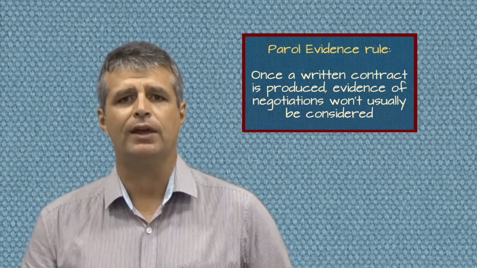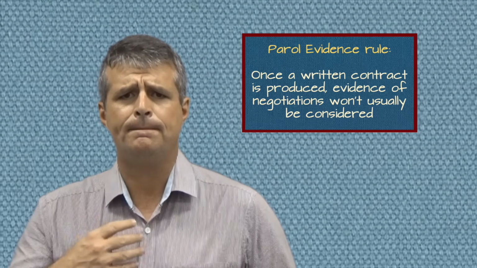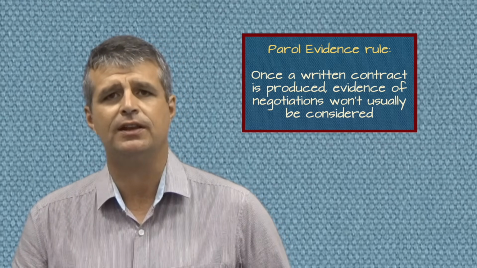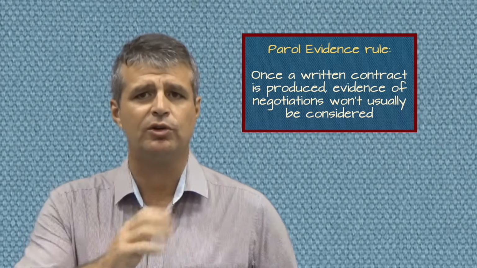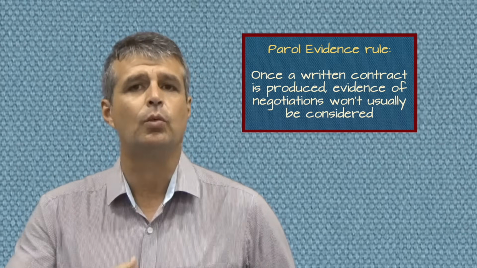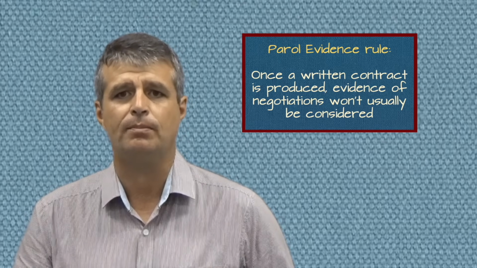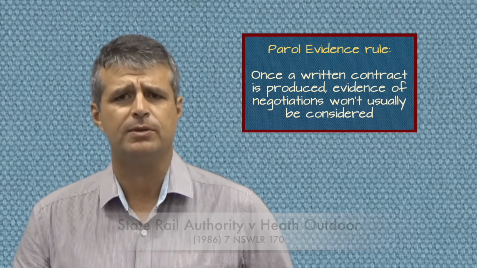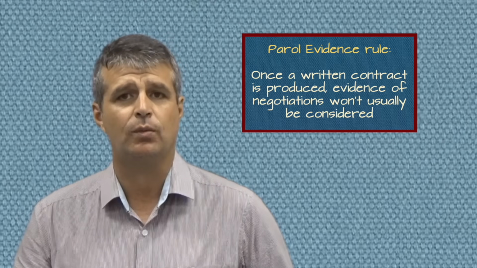So under the parol evidence rule, if there's a full written contract, you can't go back to something that was said in the negotiations but is not included in the contract and claim that the words spoken in those negotiations were binding. The court will take the view that if you considered those words to be so important, you should have made sure they went into the contract.